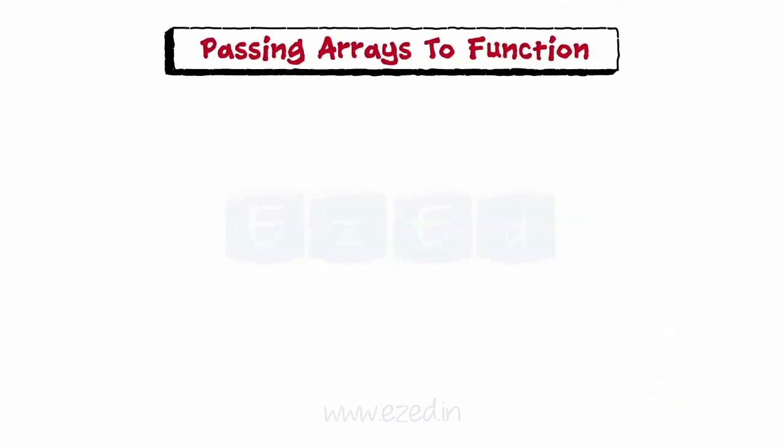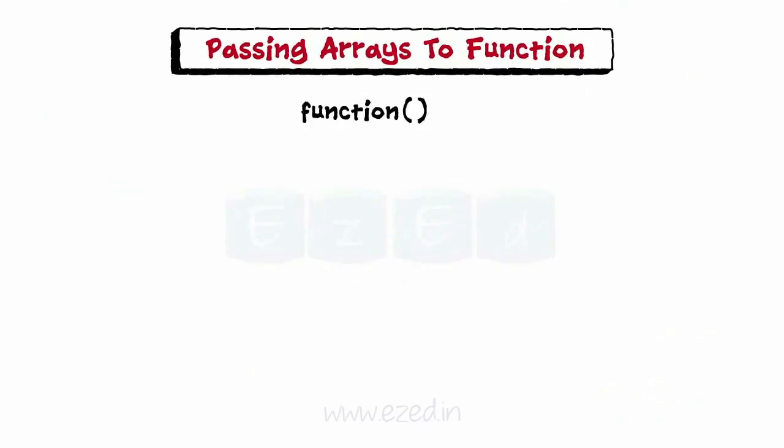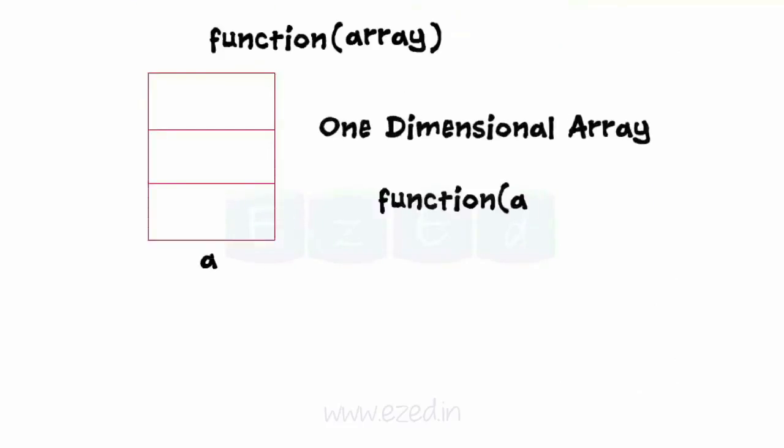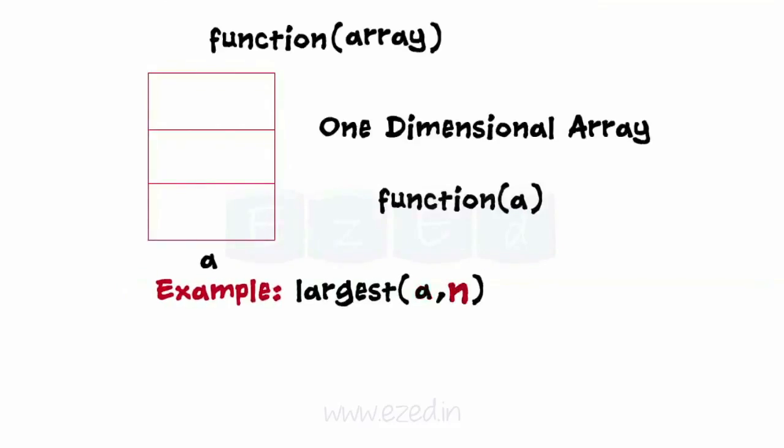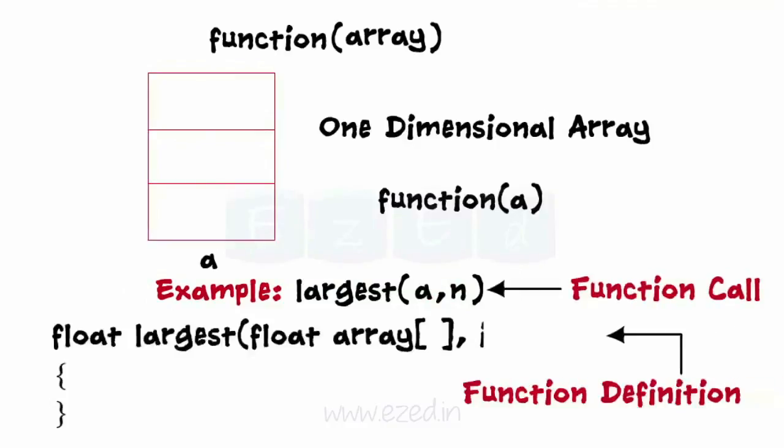Let's learn to pass arrays to functions. Like variables, it is also possible to pass an array to a function. To pass a one-dimensional array to a called function, it is sufficient to only list the name of the array without any subscript and size of the array as arguments. Here A is any array and n is its size. The called function should be appropriately defined in this manner. Here the pair of brackets informs the compiler that the argument is an array of numbers. The size of it need not be necessarily mentioned.